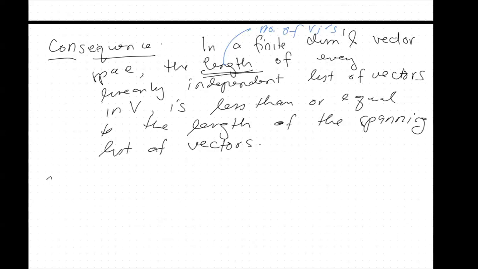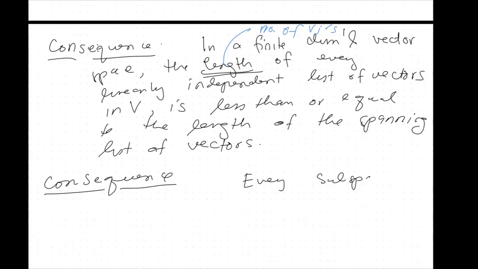And another consequence, of course: if we have a spanning list and there are more vectors than in the spanning list, then we get a linearly dependent list. So for it to be linearly independent, the number of elements should be equal to or less than that of the spanning list. This one is an obvious fact.